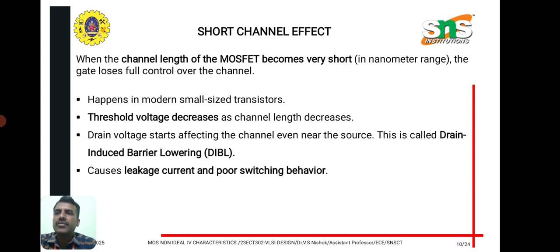So next one is short channel effect. This short channel effect is reducing the channel. When the technology increases with the reduction in the transistor size, the channel length is also reduced, so that the flow of electrons will be reduced. That is nothing but your short channel effect. Due to this, the drain voltage starts affecting the channel even near the source. This creates an effect called the drain induced barrier lowering effect. This causes leakage current and poor switching behavior. So all this affects the performance of the MOS transistor.